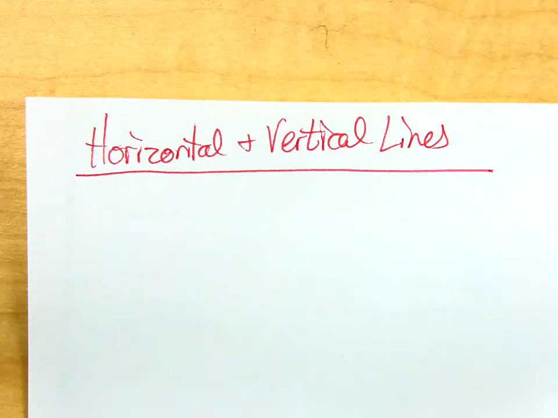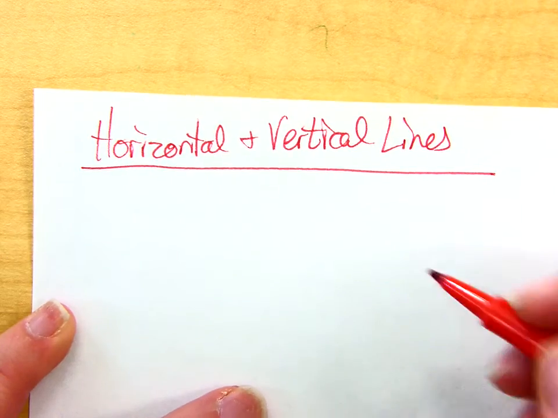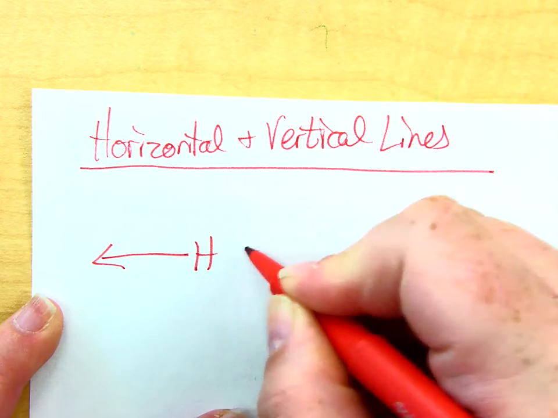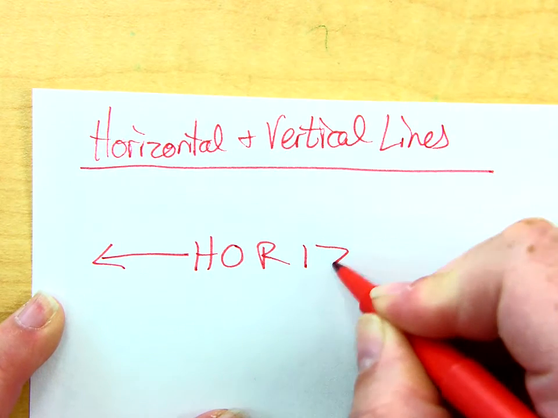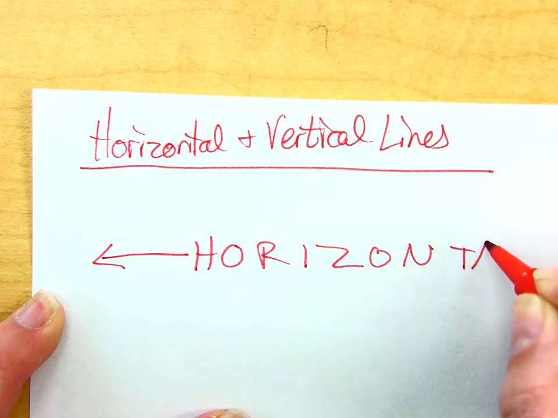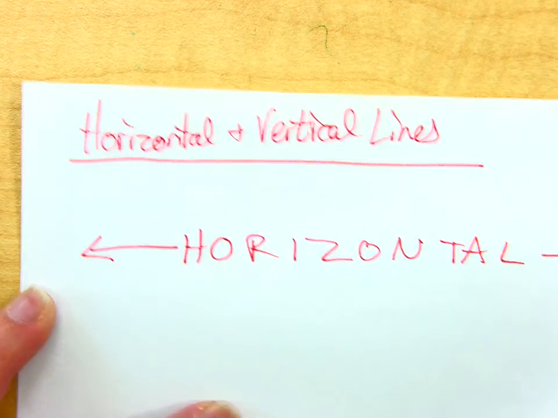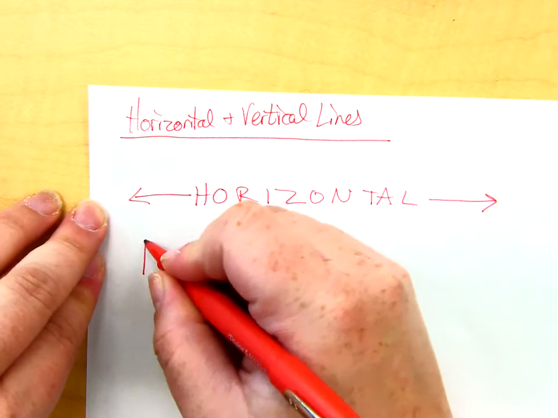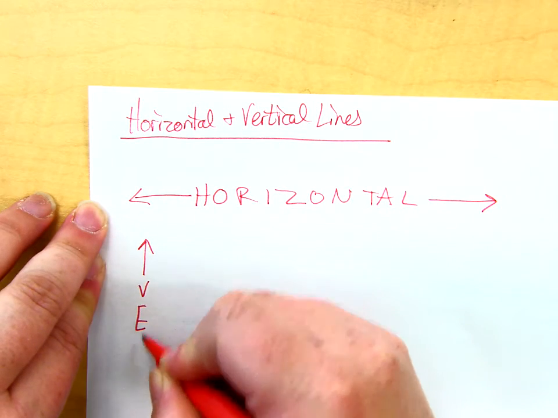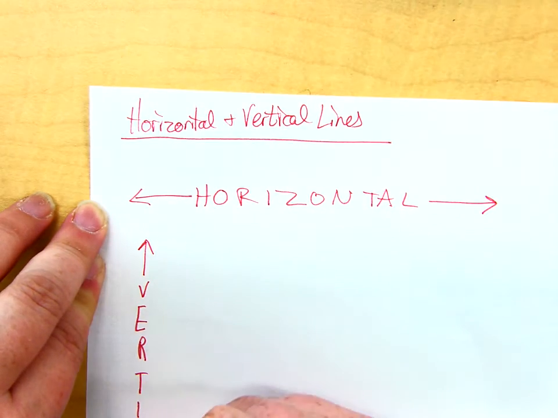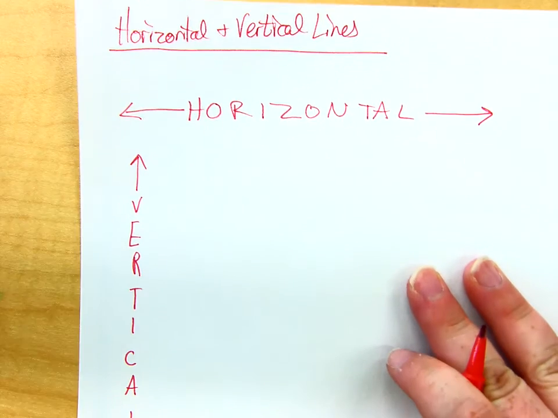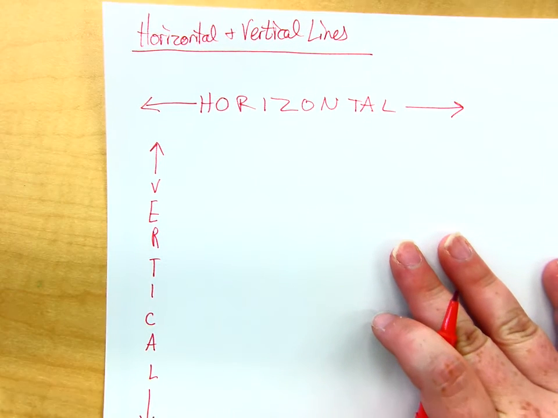Okay, horizontal and vertical lines today. First of all, we've got to remember which one's which. Horizontal are the ones that go this way, like the horizon. So you've got horizontal side to side, and your vertical is up and down. Okay, so there's our two.